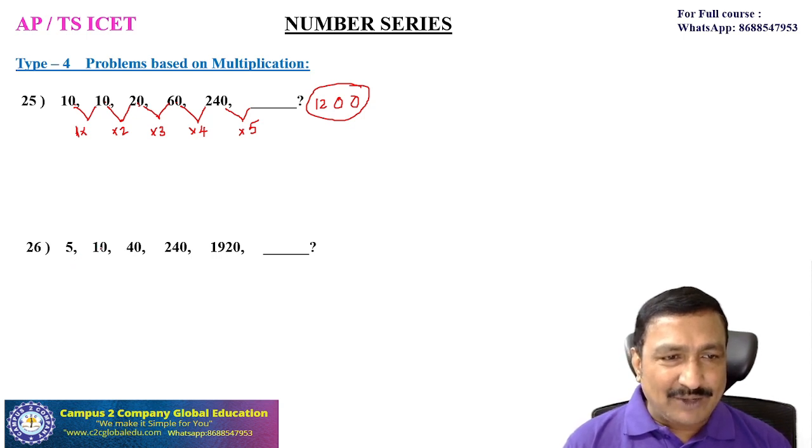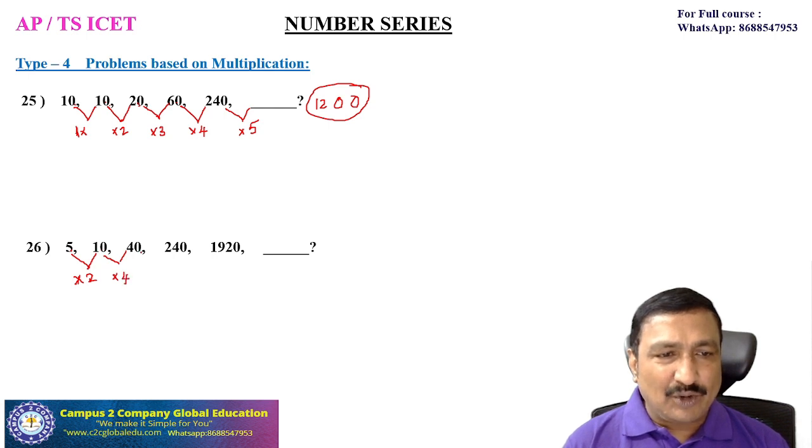So how are we getting 5, 10, 40, 240? From 5, how are we getting 10? If you multiply 5 into 1, then 5 into 2, 5 twos are 10. Next, how are we getting 10 to 40? We should multiply it by 4. 10 multiplied by 4, we are getting 40. How are we getting 240 from 40? 40 multiplied by 6, 6 fours are 24, so 240.